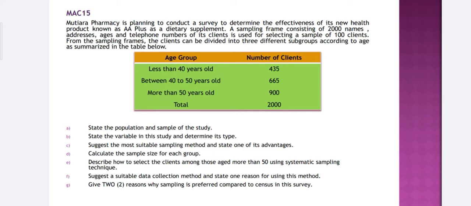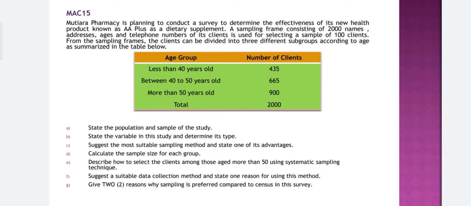From the sampling frame, the client can be divided into 3 different subgroups according to age as summarized in the table below. So akan ada 3 group. So kalau ada group ni, sampling teknik dia whether it's stratified ataupun cluster. Tengok pula kat sini dia kata divided into 3 different subgroup. So subgroup dia ni berbeza. So kita boleh gunakan stratified sampling.